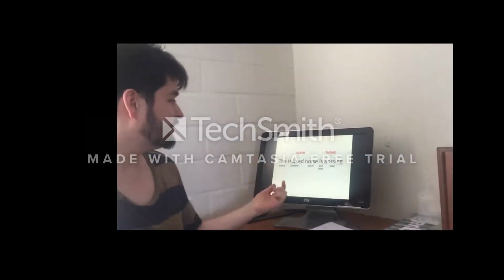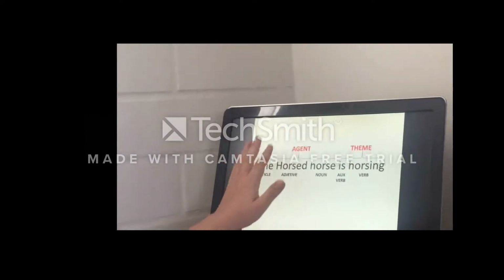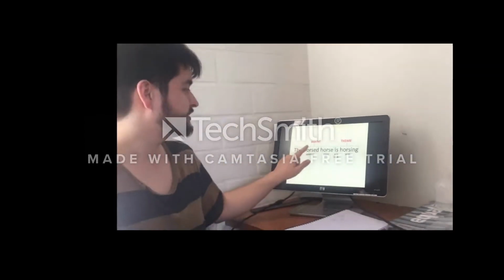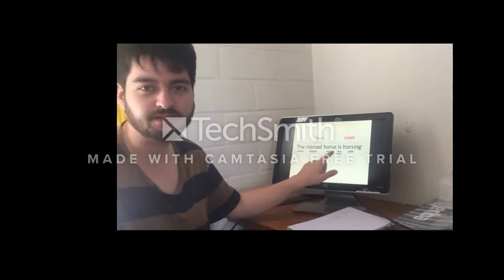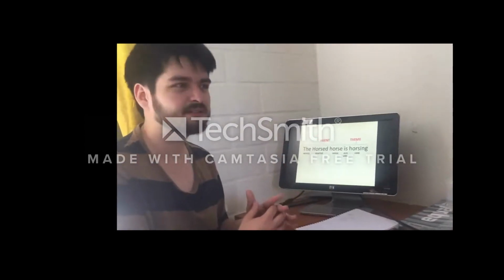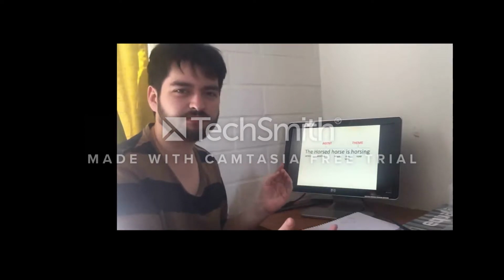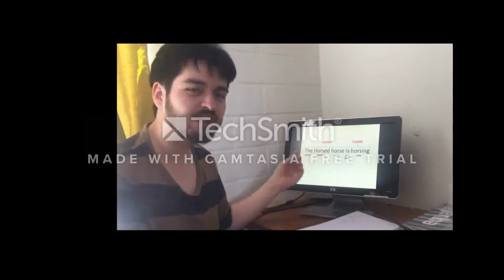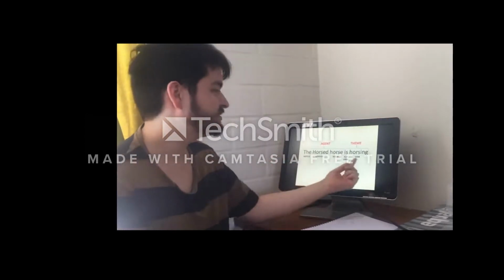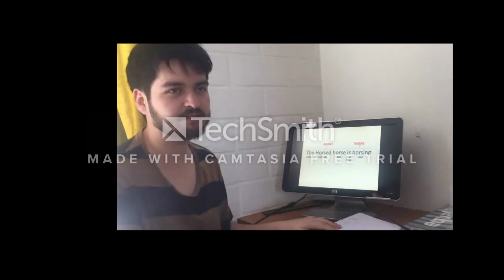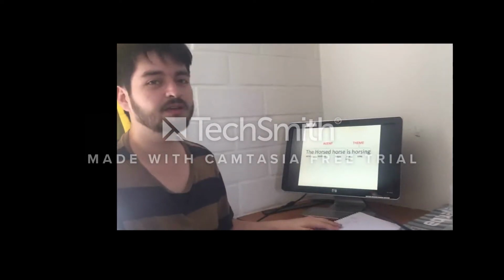Here, we can divide the sentence in agent and theme. Okay? One is the one who is doing the action, and the theme is not the action per se, but is what the sentence is about. Okay? In this case, the horsed horse is our agent, and is horsing is the theme, because the horse is horsing. That's the theme. Okay?